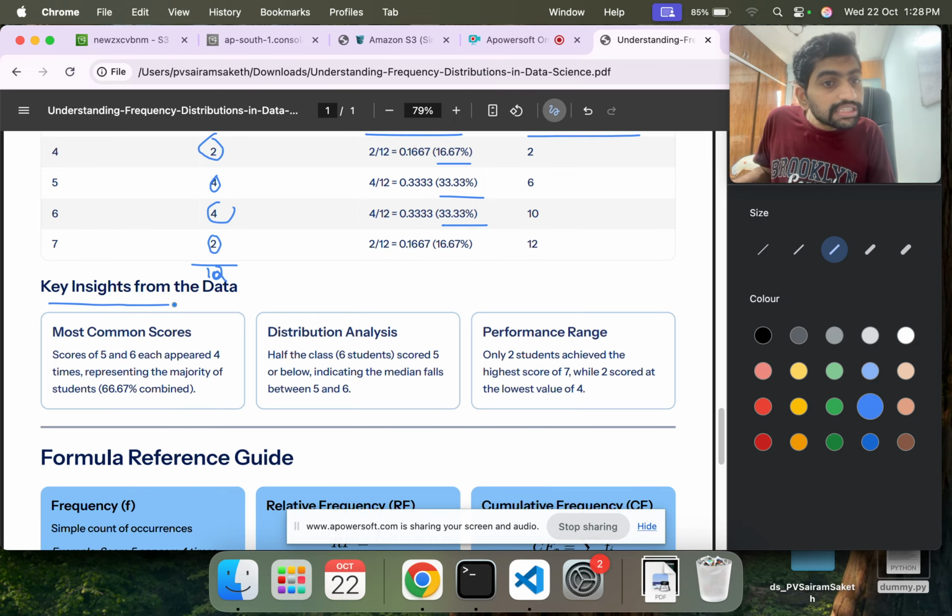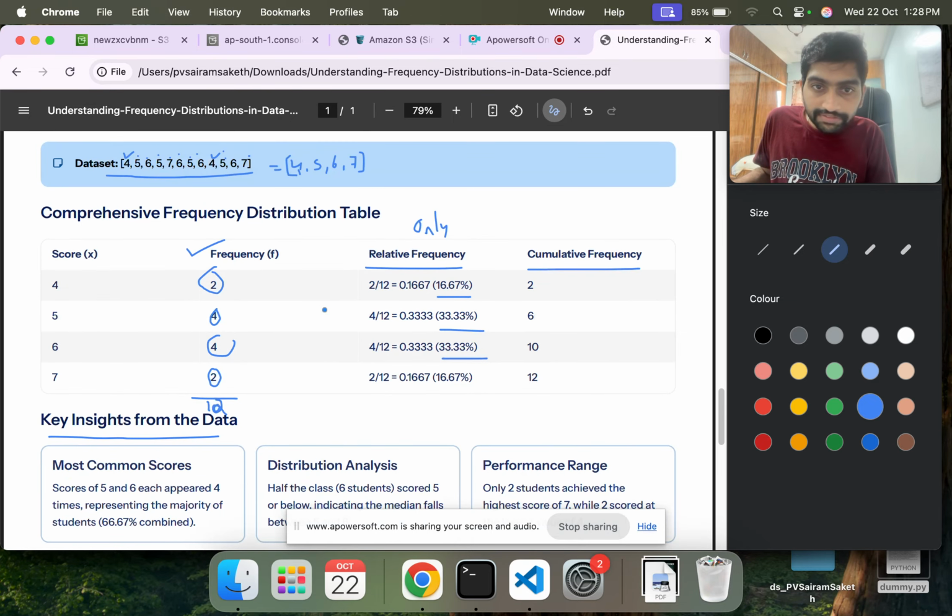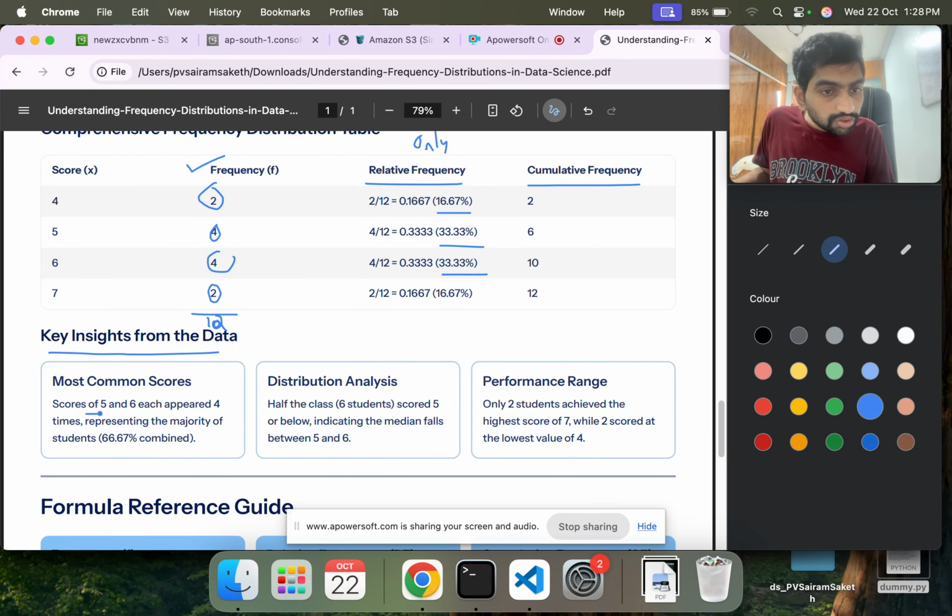So what are the key insights from the data? This data that we have done, what are the insights? Scores of 5 and 6 each appeared 4 times, representing the majority of students. 66.67 percent are combined. So how did you get the 66.66? You divided this 8 by the 12 options. So 2 by 3 you got. So what is this 2 by 3? If you divide it, you will get the value as 0.66. This insight you got because of this cumulative frequency.